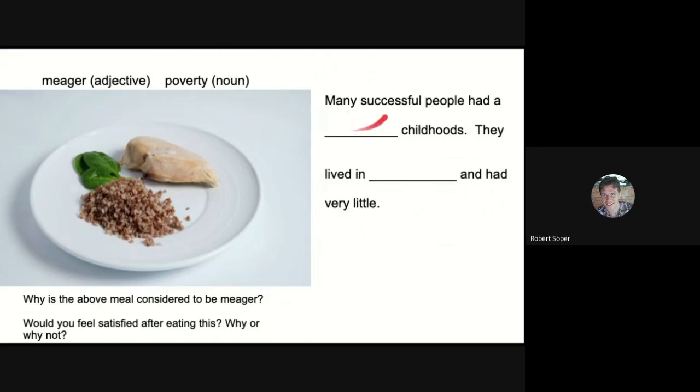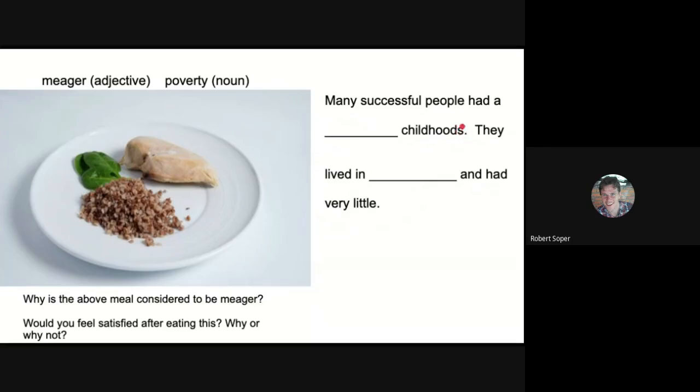Okay, let's do it together. So, many successful people had a meager childhood. Should be no S here. They lived in poverty and had very little. So, many successful people had a meager childhood. They lived in poverty and had very little.